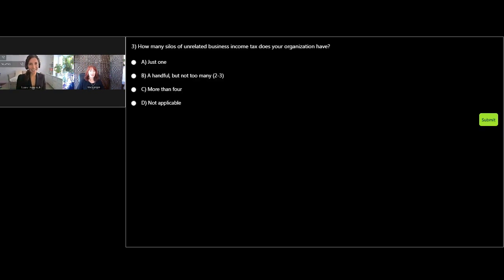So how many silos of unrelated business income does your organization have? Of course, depending on who is listening on the call, you could just have one, you could have a handful, 2 to 3, more than 4, or it's not applicable. I also recognize that there are people on this call that serve more than one organization, so this might be a more difficult question. So just pick the one that's most frequent with your client base if you do more than one exempt organization return.